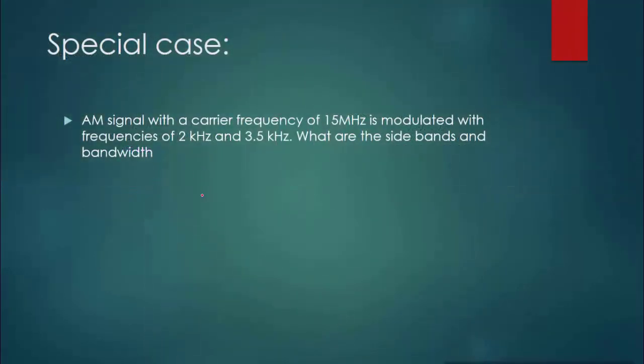So special case, sometimes tumezoea kwamba tunapewa carrier frequency na signal frequency, one value na hii one value, but sometimes they give you this as a range. Okay, they give you this as a range. Kwa mfano hili swali, AM signal with carrier frequency of 15 MHz is modulated with frequencies of 2 kHz na 3.5 kHz. What are the sidebands and bandwidth?